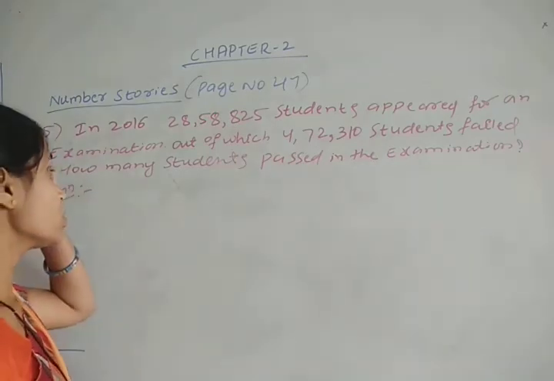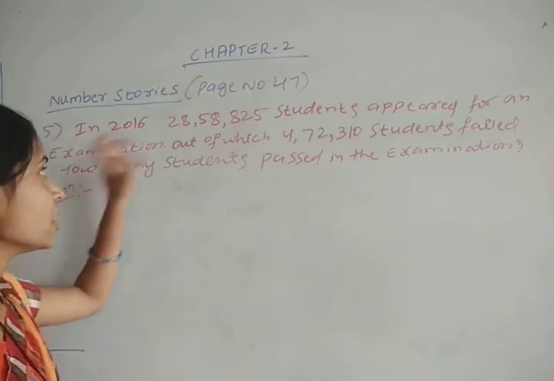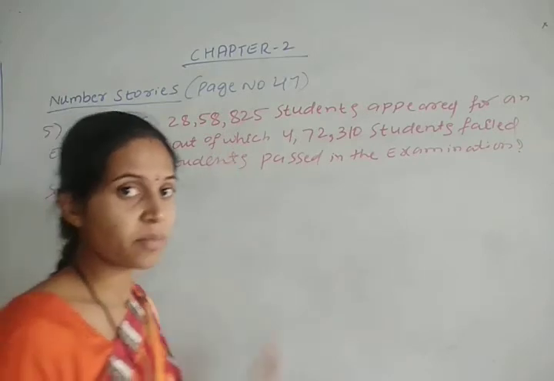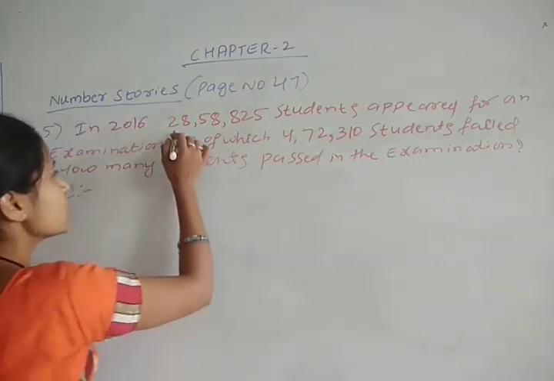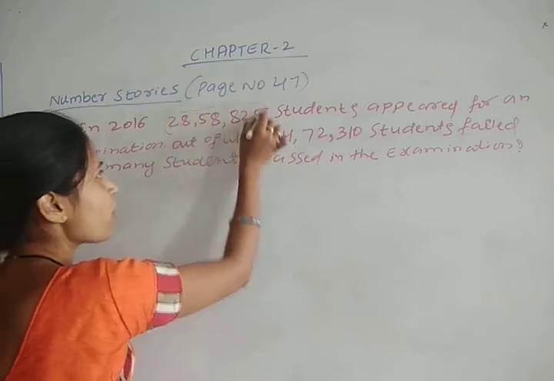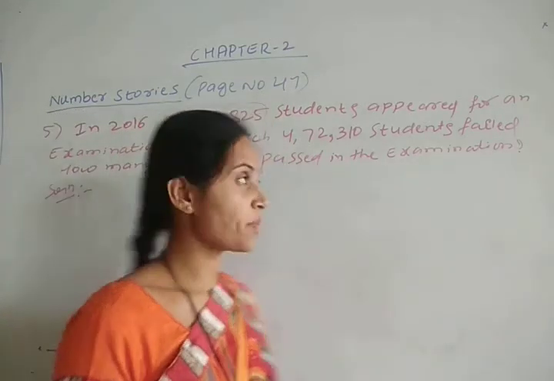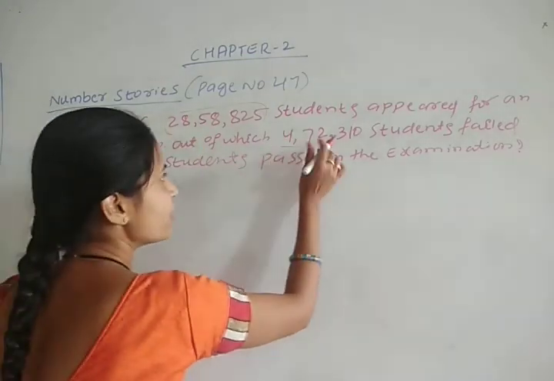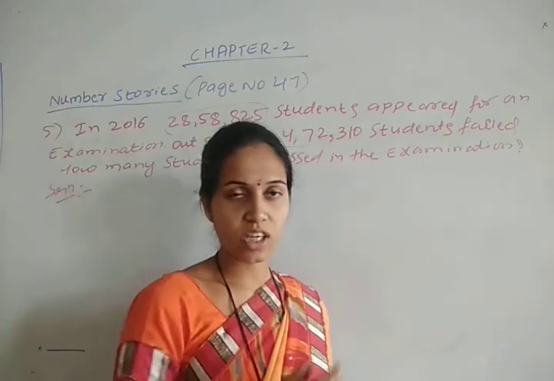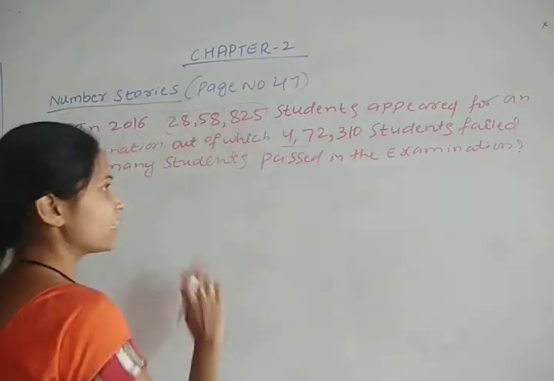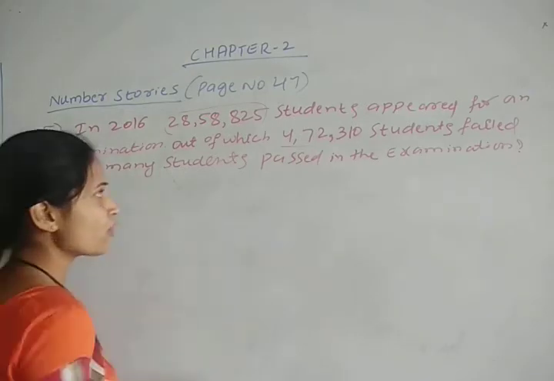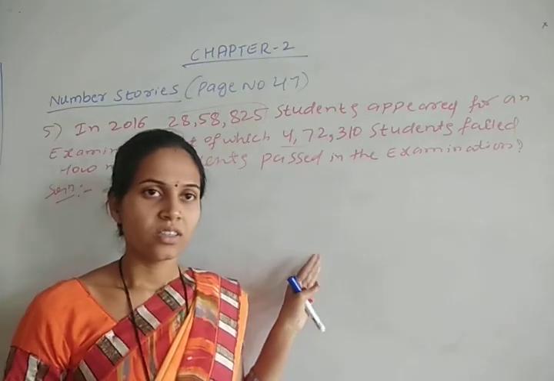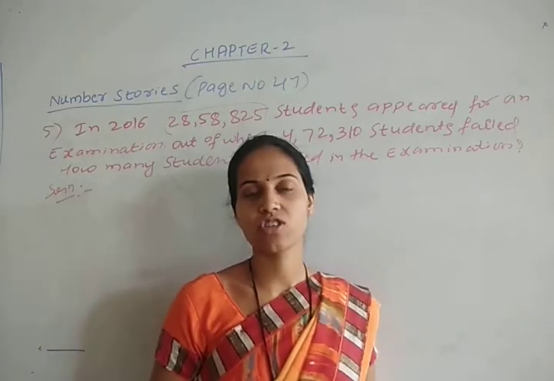So now in the year 2016, 28,58,825 students appeared for an examination. This is the total number of students who appeared for the examination. Among this number of students, 4,72,310 students failed the examination. Then they are asking you to find the number of students who passed that examination. So how to find the number of students who passed the examination?